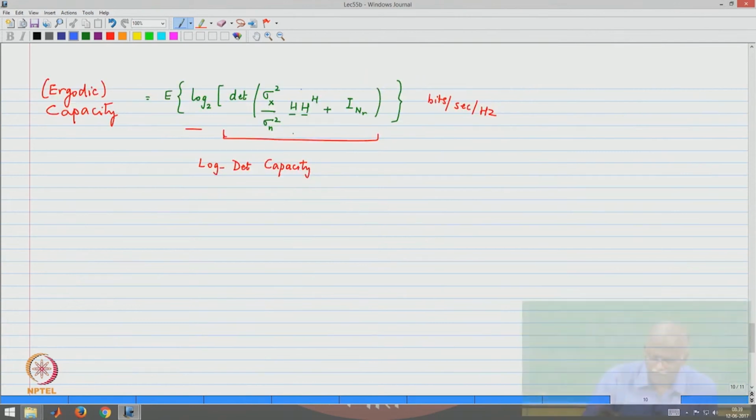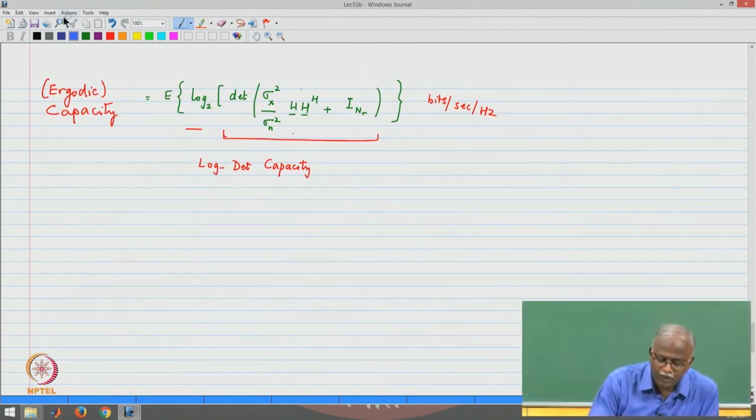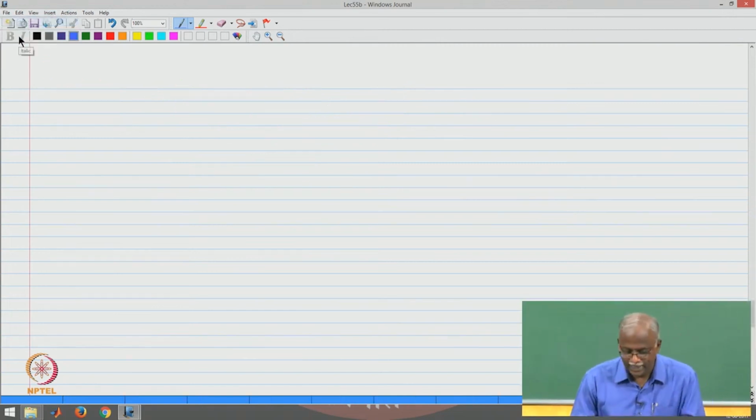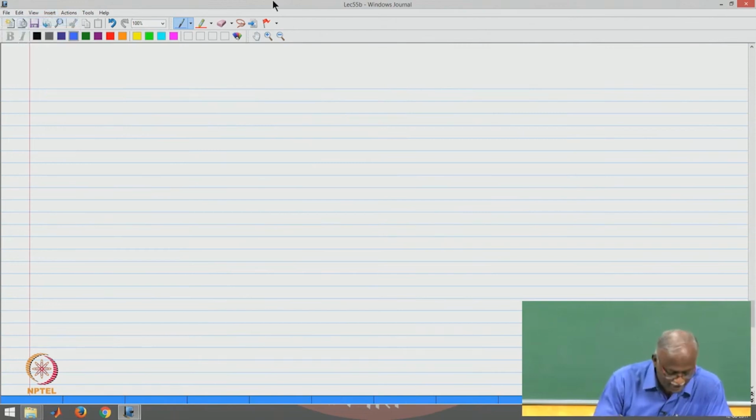Now, we would like to develop this a little bit more for the second special case. The second special case is transmit diversity. So, special case number 2, and this will be for transmit diversity.